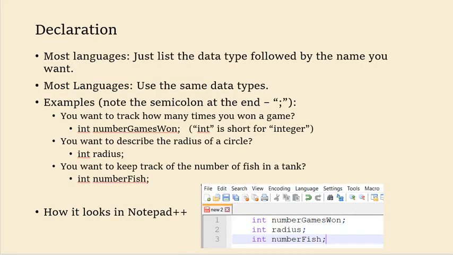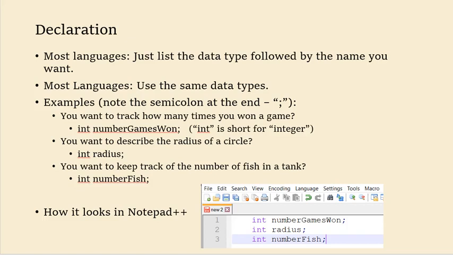So, some examples. Again, in most languages, all you do is list the data type followed by the name you want. And fortunately, most languages have settled on the same code for the different kinds of data types. For example, you want to track the number of games some player has won in a game. The number of games that you win is going to be an integer value: 0, 1, 2, 3, 4. You never win 1.5 games. You rarely win 1.5 games, I should say. So we would use an integer for that. Int is short for integer, and it would be int number games won. That's a fairly descriptive name.